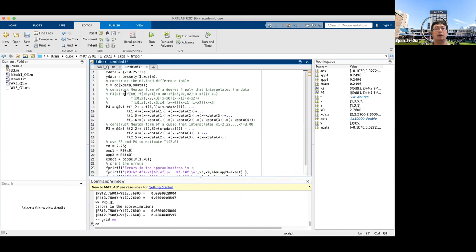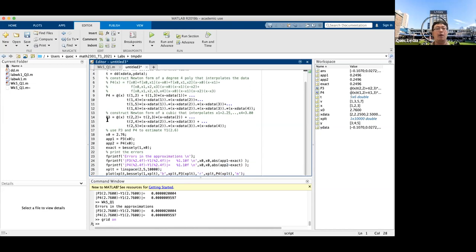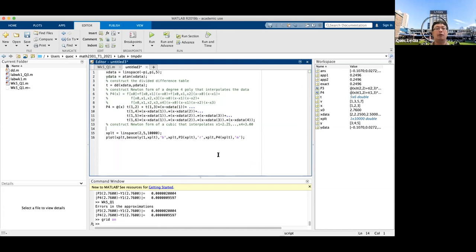Now remember what the function is. The function is just tan inverse, tan inverse of x data. And what is x data? x data is just a linspace from minus pi to pi, 5 points. And now we need only P4, so we don't need this. Get rid of this one.